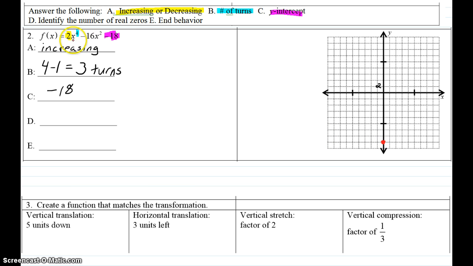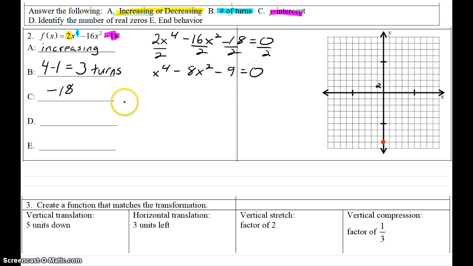And now let's see if we can identify the real zeros. And so we have 2x to the fourth minus 16x squared minus 18 equals 0. This time I am going to divide, take out the GCF, so I'm just going to divide everything by 2. And that gives me x to the fourth minus 8x squared minus 9 equals 0.